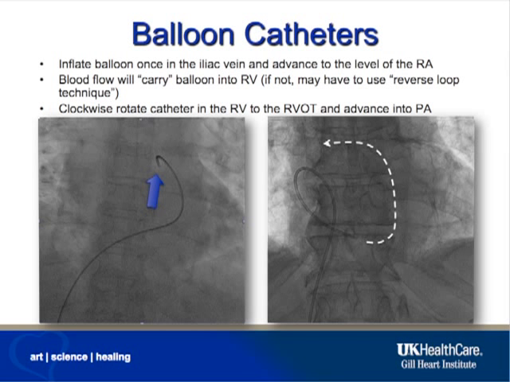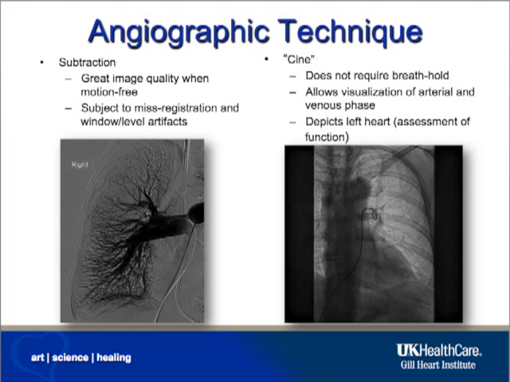If this method is unsuccessful, we will use the reverse loop technique. In this technique, the tip of the catheter is placed at the confluence of the hepatic vein and IVC, or right atrial appendage, and advanced to form a loop in the right atrium. This maneuver directs the tip of the catheter towards the tricuspid valve and allows passage into the right ventricle and into the pulmonary artery. When acquiring images, two techniques can be used.